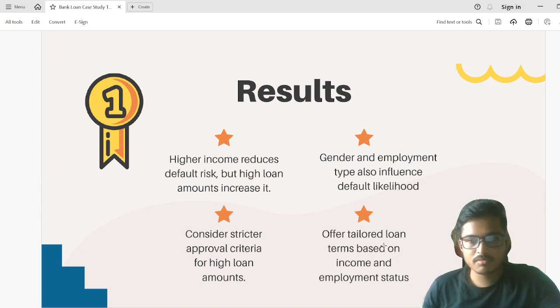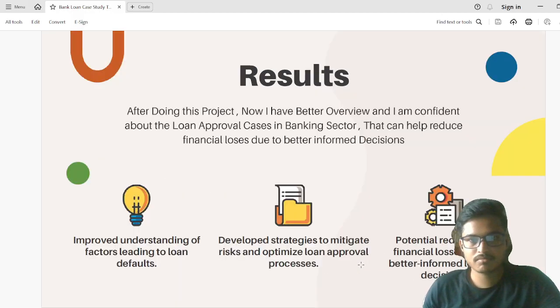Offer tailored loan terms based on income and employment status. So if the income is high, this would be tailored to give the loan, and if the employment status is good, we should be focusing on these key factors to mitigate the default risk.